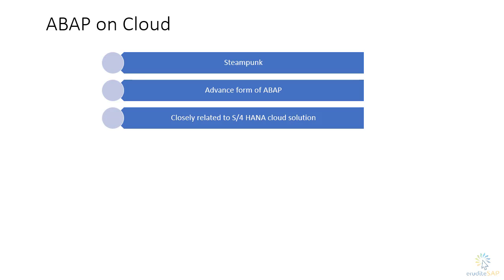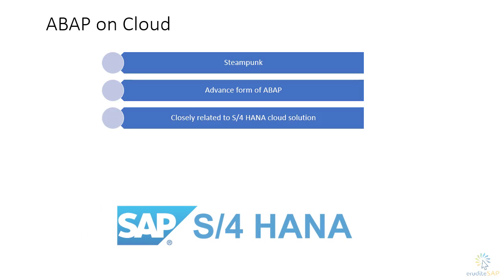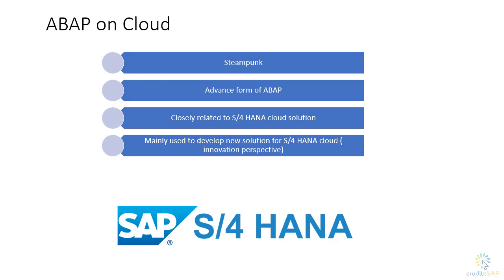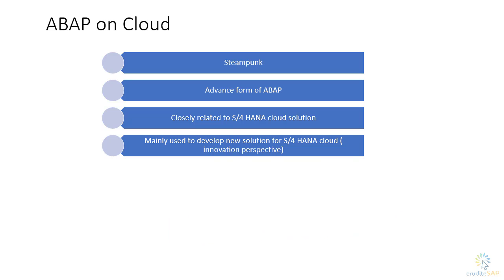ABAP on cloud is closely related to S/4HANA Cloud Solution. The main purpose of ABAP on cloud was to make it easy to develop solution for S/4HANA Cloud. The ABAP on cloud is updated quarterly, therefore it contains features that on-premise ABAP does not. This makes it ideal to develop innovative market-ready applications for S/4HANA system.